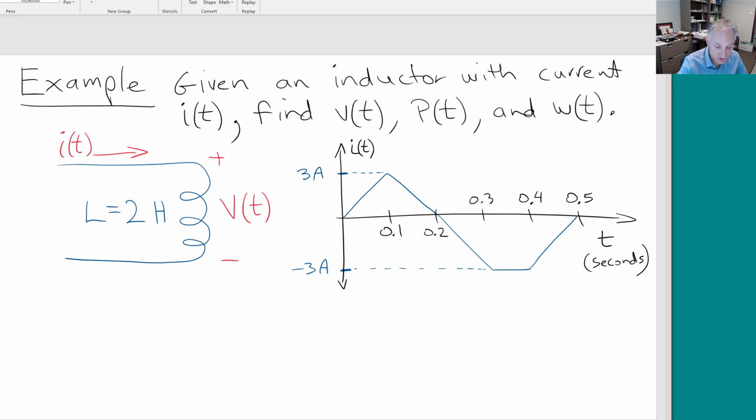So now let's imagine the scenario where we have a 2 Henry inductor, and we're given a certain current flowing through it, so that's i of t. The i of t waveform is given like this. It's some funny waveform which rises up to 3 amps, then drops down to minus 3 amps, goes steady, and then rises back up to 0. So it's a completely arbitrary waveform, and now we're going to see what the voltage, power, and energy waveforms are going to look like in this situation.